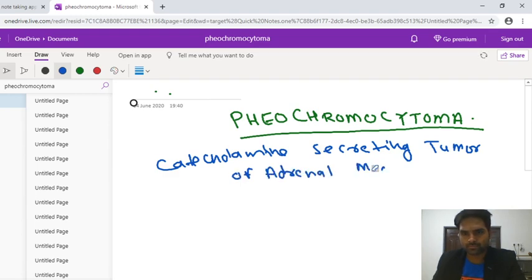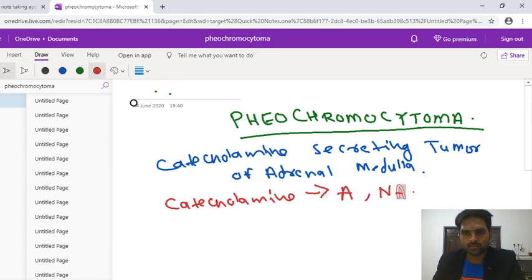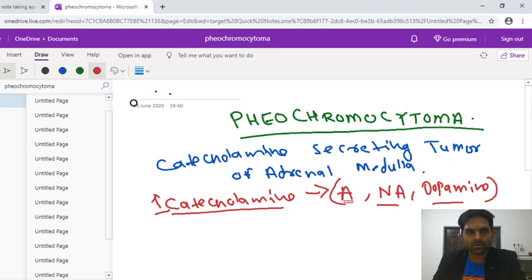Now, what are the major catecholamines present in our body? The major catecholamines in our body are adrenaline, noradrenaline and dopamine. So in pheochromocytoma the level of catecholamines will be increased, so the levels of adrenaline, noradrenaline and dopamine will also be increased. This pheochromocytoma is also called chromaffinoma.